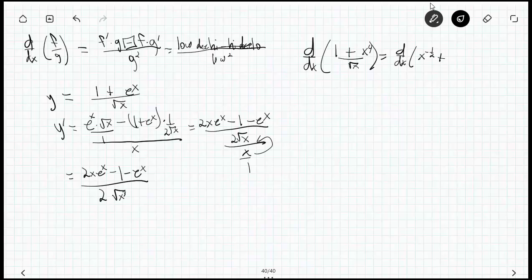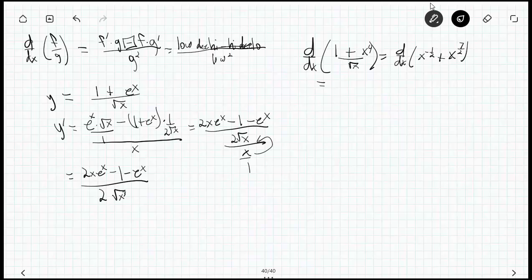X to the 4th divided by x to the 1/2 is x to the 3.5, which is x to the 7/2, right? This is x to the 7/2, right? X to the 4th divided by x to the 1/2 is x to the 4 minus 1/2, which is 3.5, which is 7/2. Now look how easy this is.